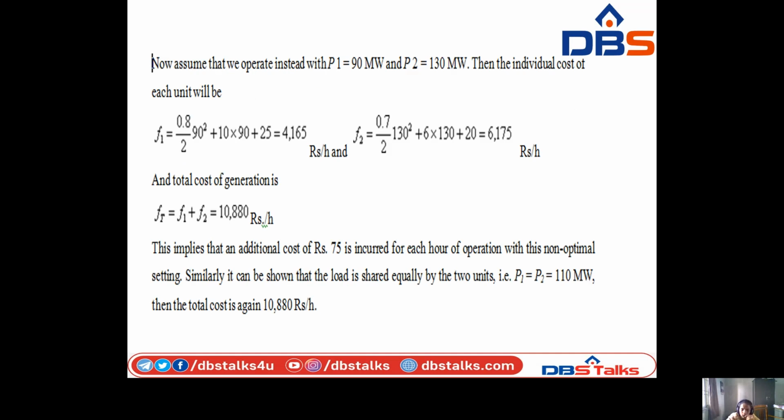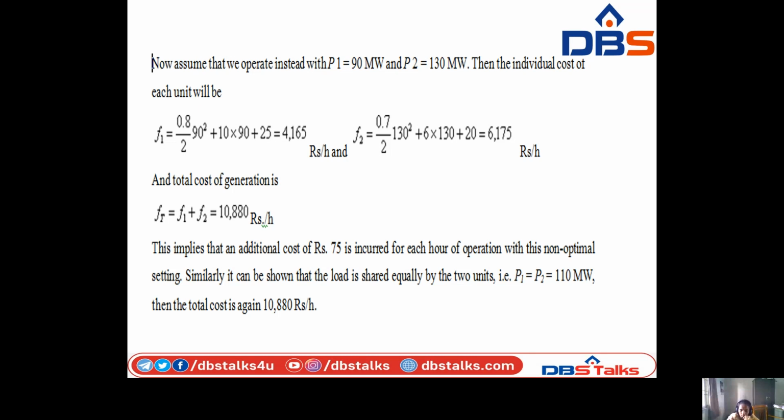Here we can assume that it will be operated with P1 equal to 90 megawatts and P2 equal to 130 megawatts. Then the individual cost of each unit is calculated. The F1 value will be 0.8 by 2, 90 square plus 10 into 90 plus 25. Then we can get 4,165 rupees per hour. This is a fuel cost.